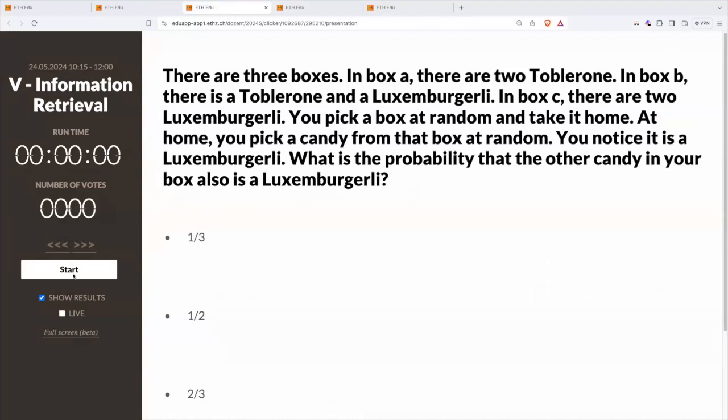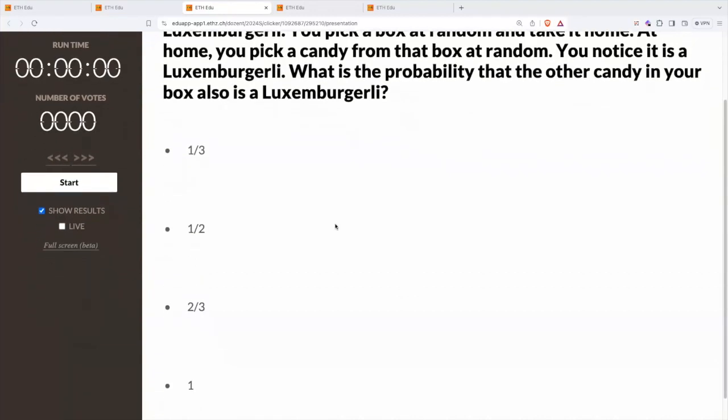There are 3 boxes in front of you. In one box, box A, there are 2 Toblerone. In box B, there is a Toblerone and a Luxembourgerly. In box C, there are 2 Luxembourgerly. You pick a box at random and you take it home, but you don't open it yet. At home, you pick a candy from that box at random without looking. Just put your hand, pick one. It's a Luxembourgerly. What is the probability that the other candy in your box is also a Luxembourgerly? Is it 1/3, 1/2, 2/3, or 1?